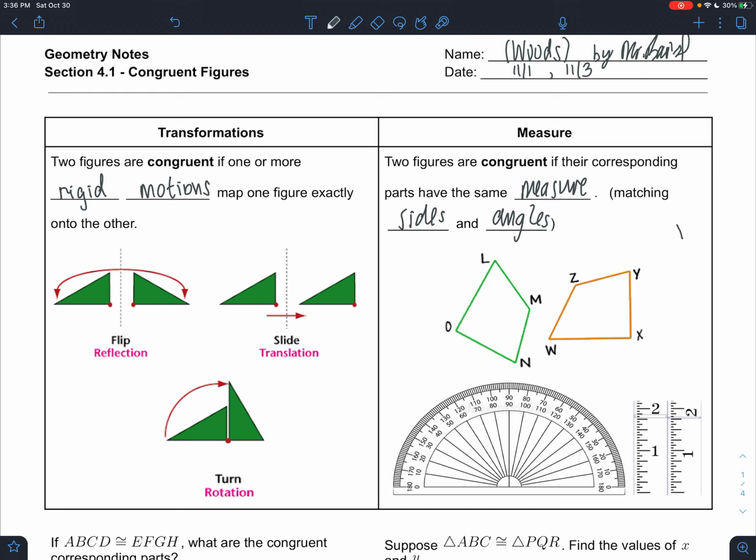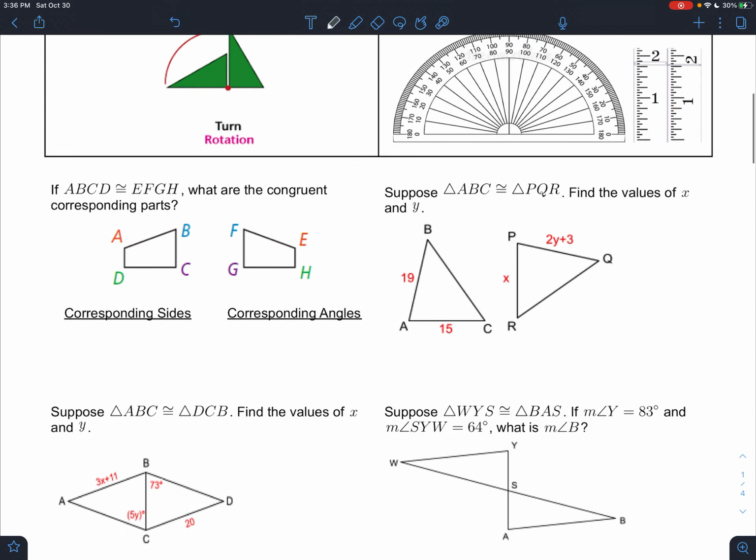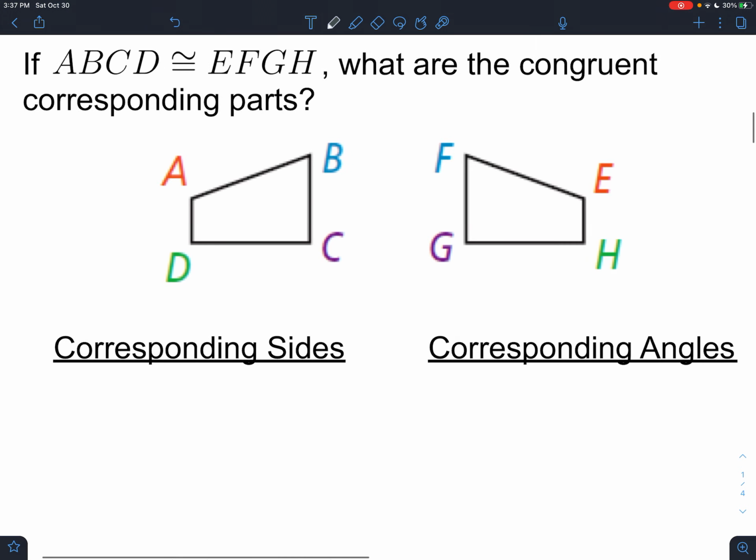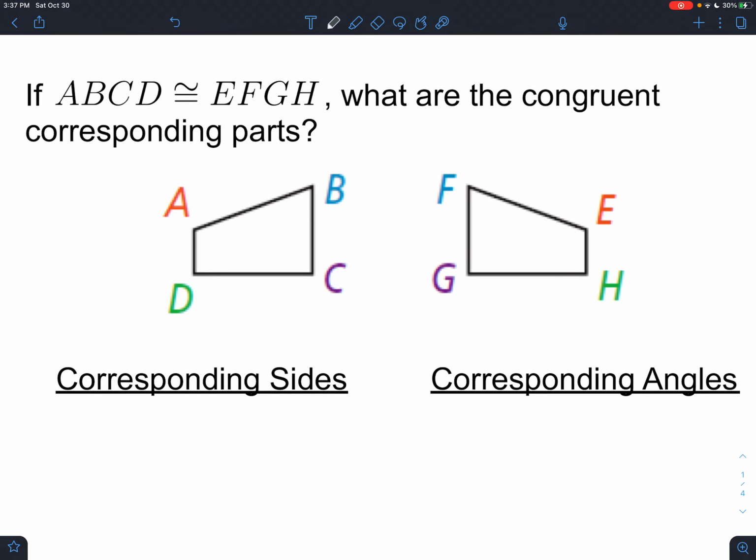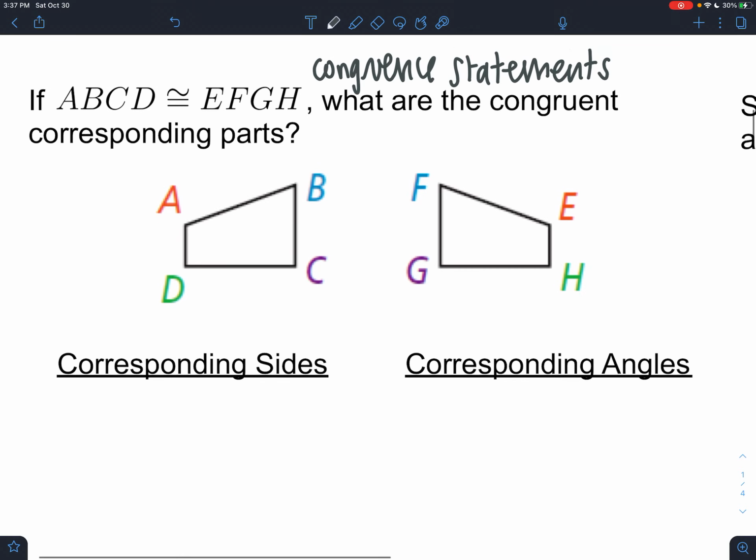We measure with protractors and with a ruler, as you can see down here. So let's see the idea in action. Up here, this is called a congruence statement, and it's got a lot of information. It's not just naming the shapes. It's telling you what's equal to what if you pay close attention. In this nice figure down here, they look congruent, right? You could probably flip one onto the other. But the colors here mean something.